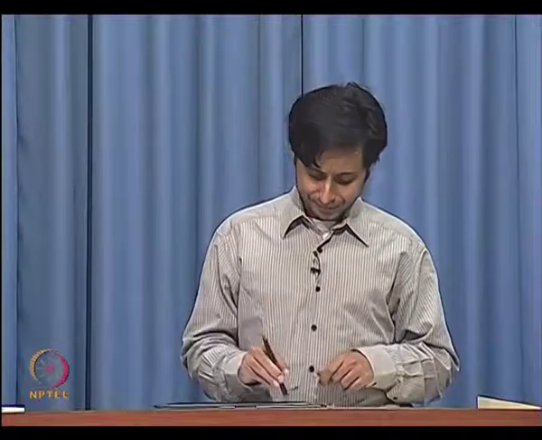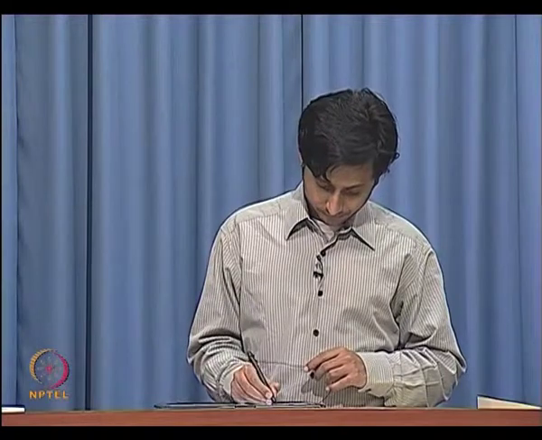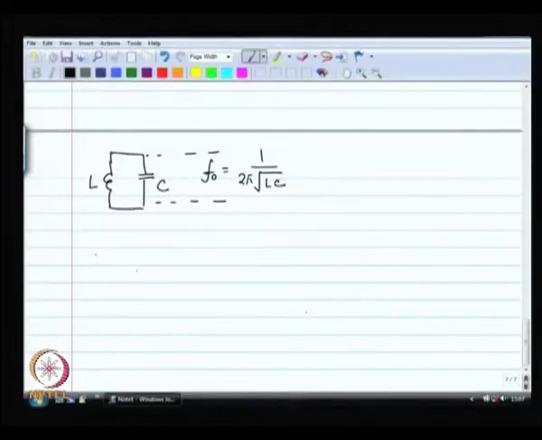You can model L in series with R as L in shunt with R. It is possible to model a series L and R as a shunt L and some other R. You know how to do this, right. And even then the oscillations are not going to be sustained.